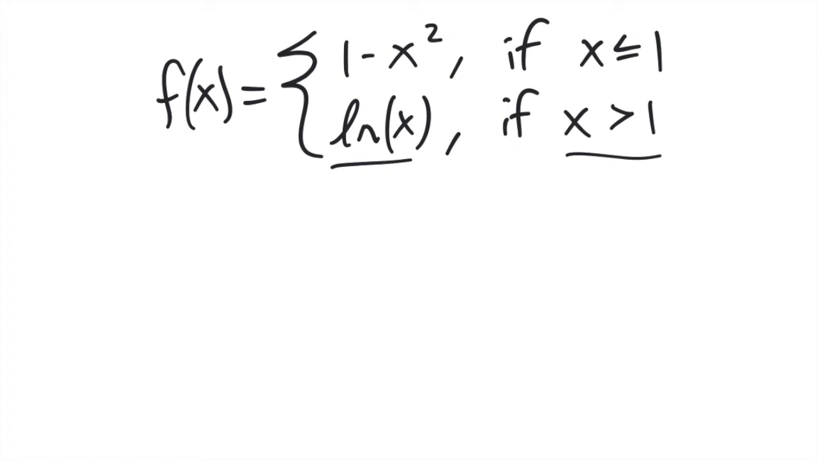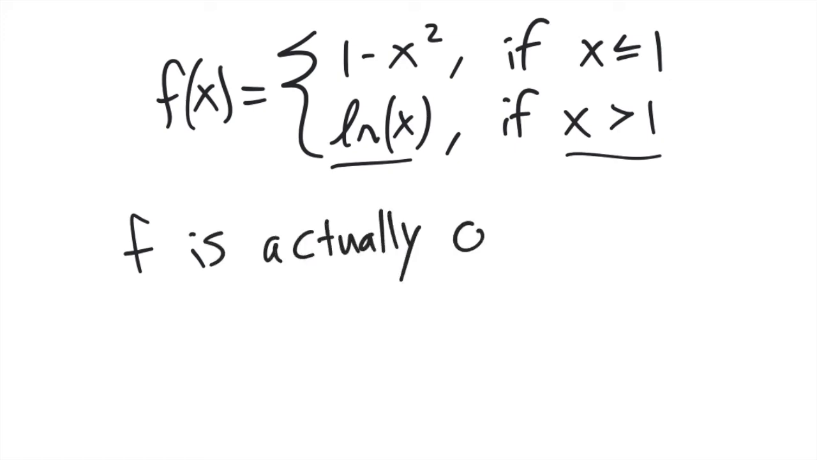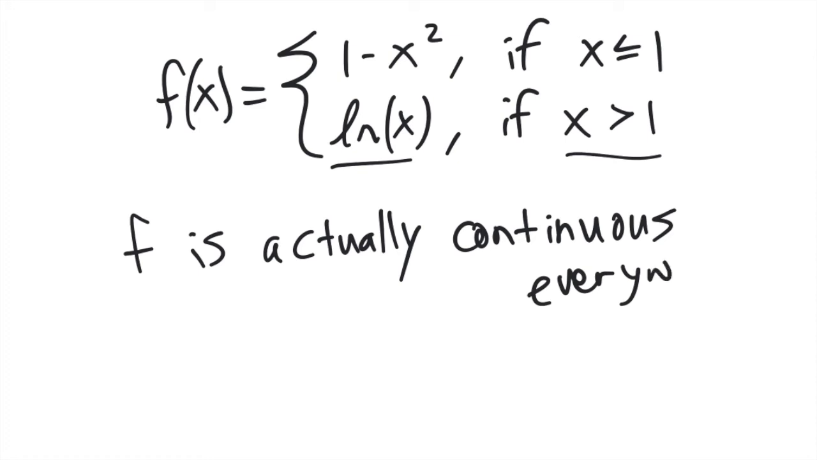So what's interesting about f of x here is that f is actually continuous everywhere. Now that's not necessarily obvious here, because remember, what does it mean to be continuous everywhere? It's that it's continuous on -infinity to +infinity.